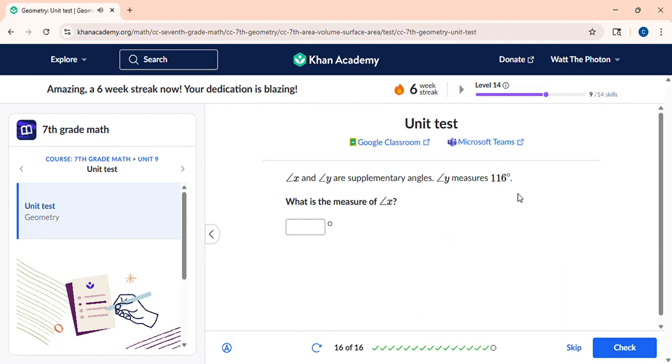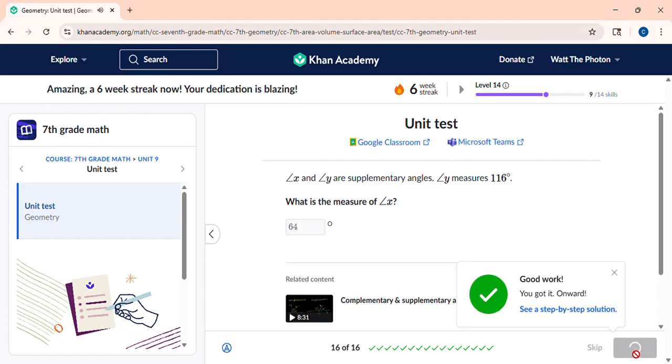Nice. So x and y are supplementary angles. Y measures 116. What's the measure of x? So we have 180 minus 116, we have 64. So 64 plus 116 is 180. Yay, we did it, folks.